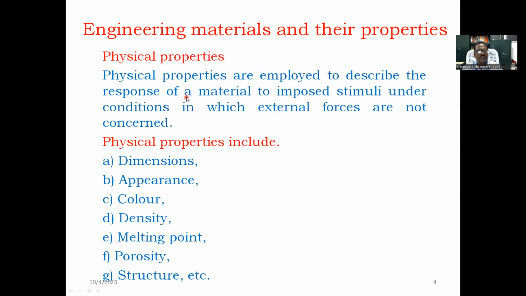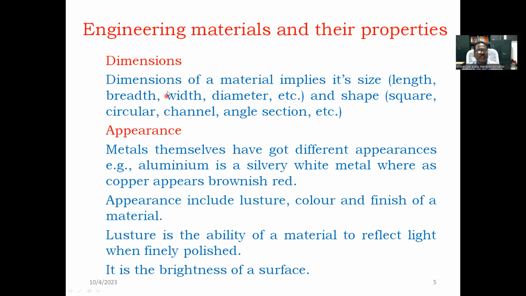The physical properties of engineering materials. The physical properties are employed to describe the response of a material to imposed stimuli under conditions in which external forces are not concerned. Physical properties include dimensions, appearance, color, density, melting point, porosity, structure, etc. Dimension of a material implies its size, length, breadth, width, diameter, etc., and a shape: square, circular, channel, angle, section, etc.